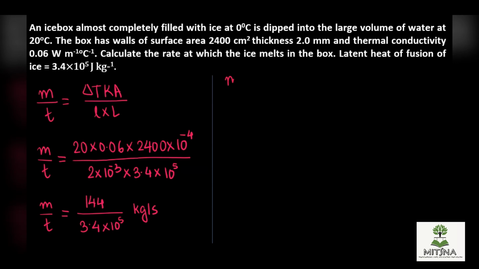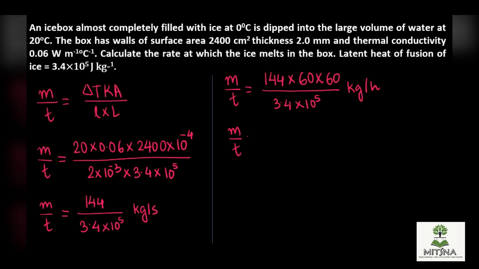If we convert this, we will have m divided by t equal to 144 multiplied by 60 multiplied by 60 divided by 3.4 multiplied by 10 to the power 5. The unit now becomes kg per hour. So m by t will be equal to 1.52 kg per hour.